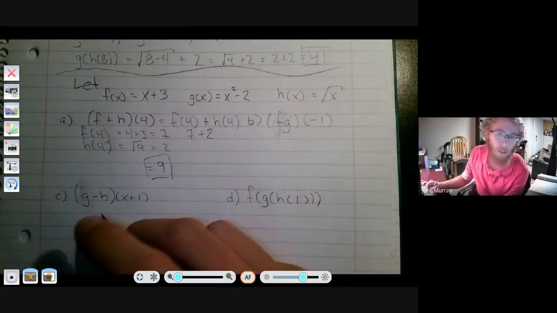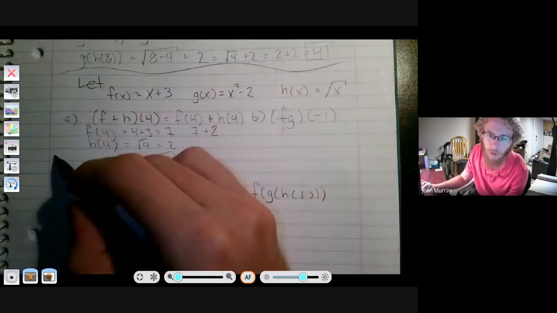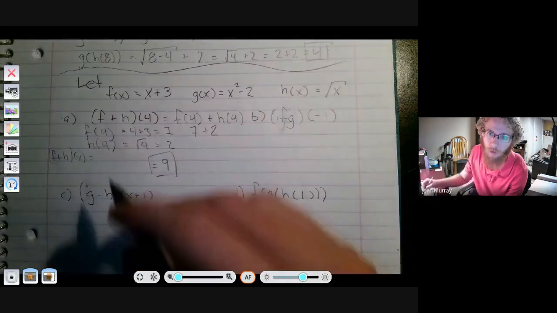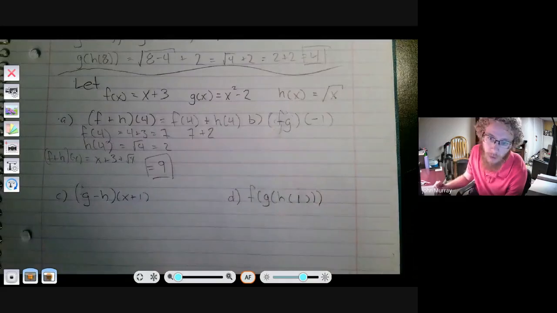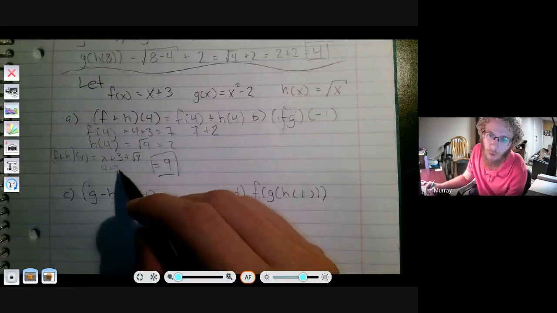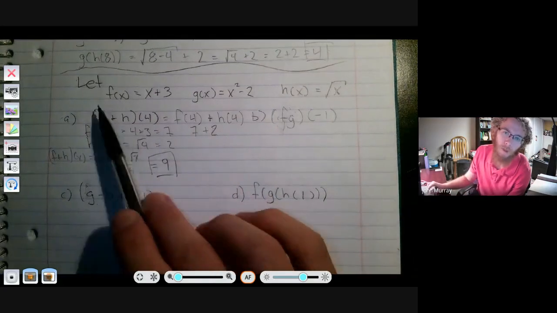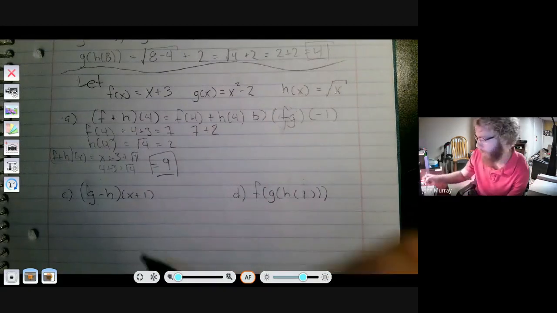Okay, real quick, the other way, if you combine this, these two are separate, so really f plus h of x, the original function, is just going to be x plus 3 plus the square root of x. So this one wasn't too complicated if you wrote it out like that. Again, you plug in 4 plus 3 plus the square root of 4, and again, we get 9. All right, so those are the two ways, but I'm going to stick with this way so it's a little more organized. Okay, any questions about part A?